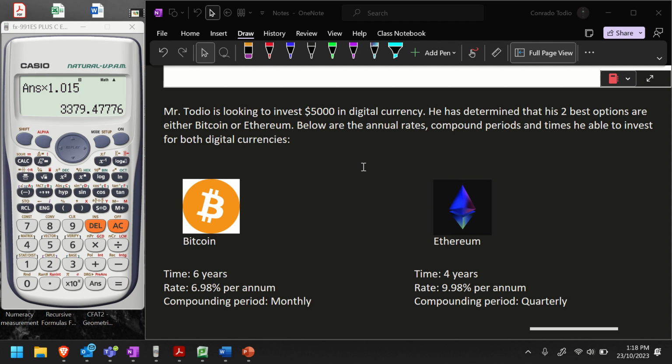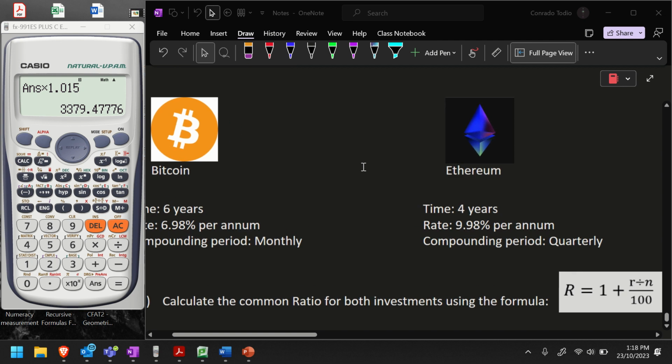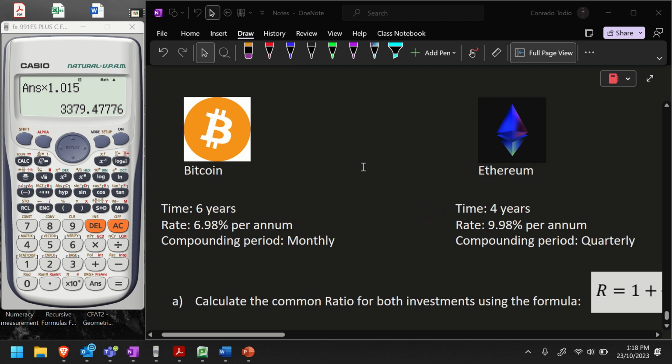Below are the annual rates, compound period times, and times that he's able to invest for both the digital currencies. So I've done a bit of research. This may not be the case now, but these were the numbers at one point in time.